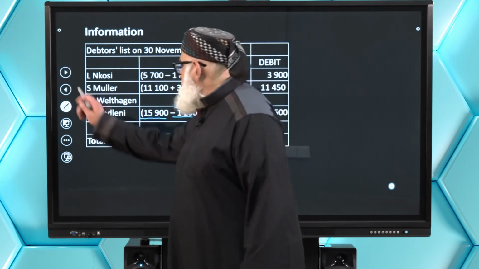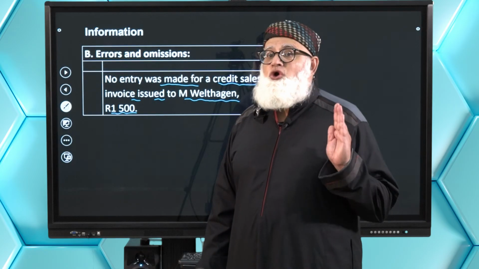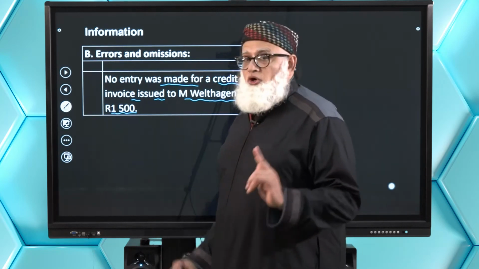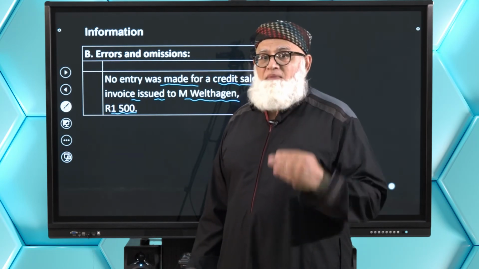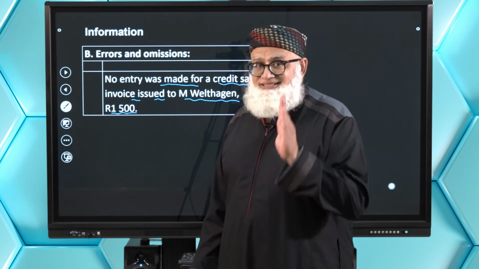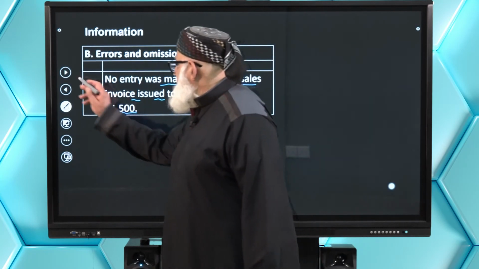We go on to the next one. No entry was made for a credit sales invoice issued to M. Veldhagen for 1,500. Initially, we corrected this in the control account. We added the 1,500 to our control account, but remember, we are busy fixing up the list. We're doing the debtors ledger now, and yes, this will impact on the debtors ledger as well.